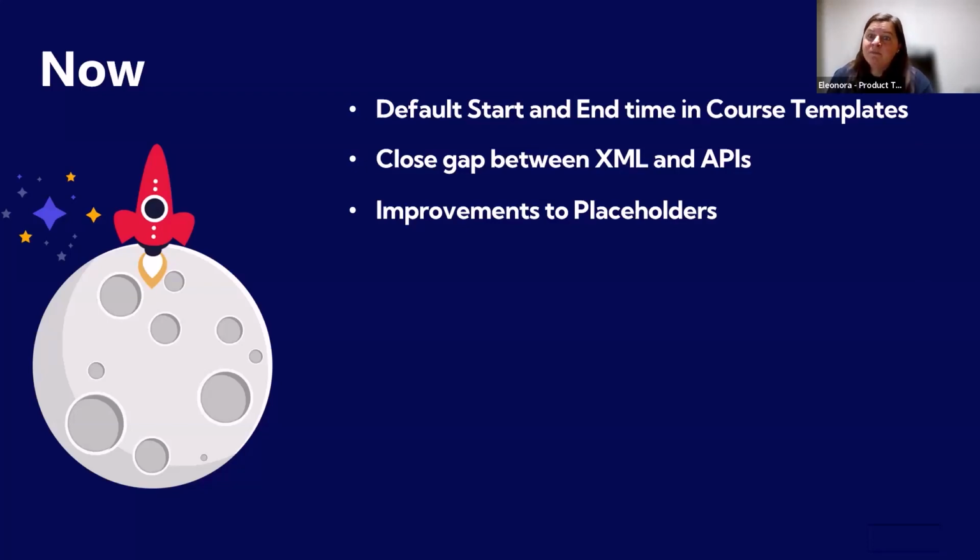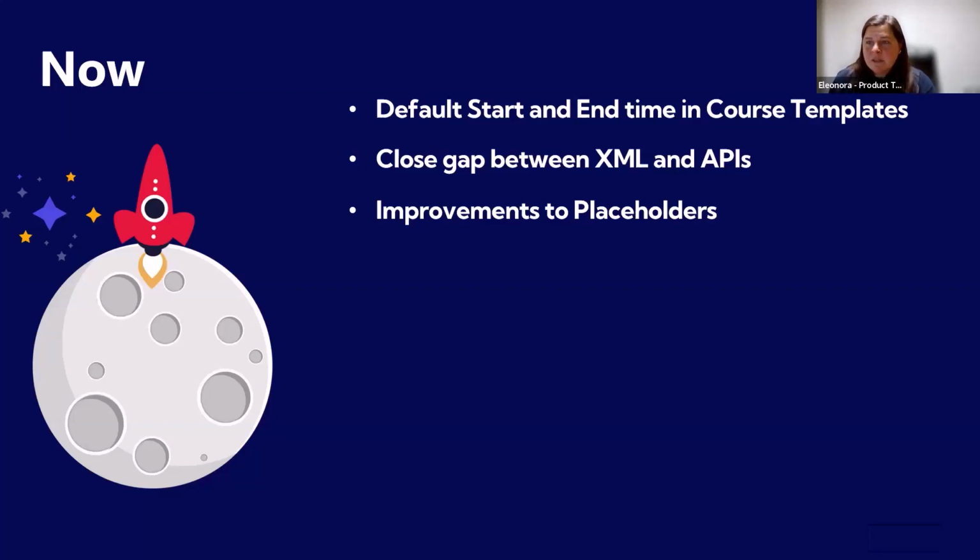We're working on default start and end time in course templates. So you can set up your default start and end, and then when you schedule your courses, that will go automatically there. We are closing the gap between the XML feeds and the API feeds. So we're adding fields to course dates, course templates, and venue API feeds. We're adding filters. So there's quite a bit of work going on with APIs, because the XMLs work, but APIs are more modern technology. So that's what we're working on.